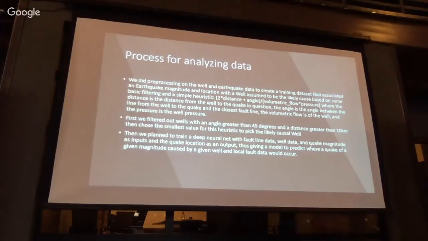So we did some pre-processing on the well and earthquake data so that we could create data that we could actually use to train the network. To do this, we used a simple filtering mechanism to filter out some of the wells that obviously did not influence the seismic event. Then we used a simple heuristic to choose which well we think was most likely to have caused the event. It's explained here, but I don't really need to go into it.